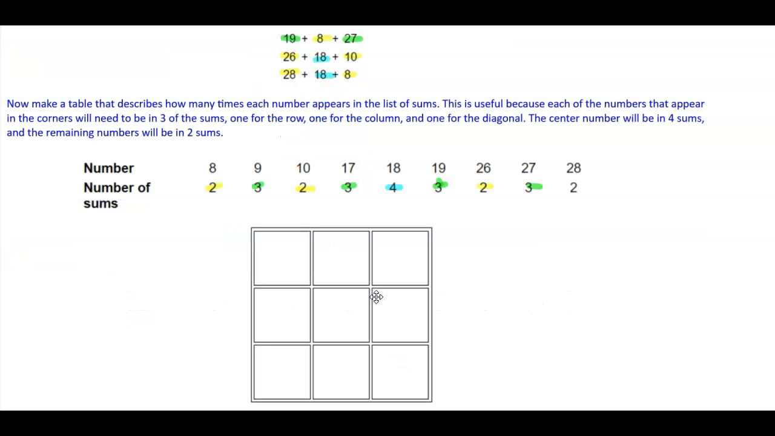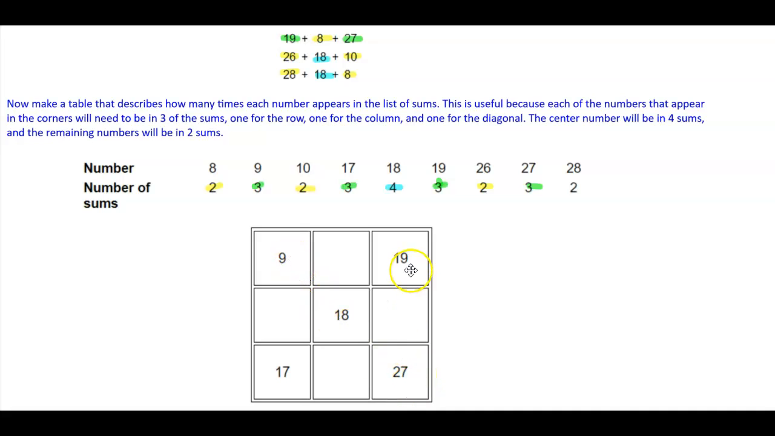So, let's go ahead and discuss here. We can see that 18 represents the highest number of sums, so that's going to be the center number. Now the corners will need to be in 3 of the sums. So let's take a look at this corner here. This corner is a 9. It has 3 sums. This corner here is a 19. It has 3 sums. This corner here is a 17. It has 3 sums. And then this corner here is a 27. That also has 3 sums.